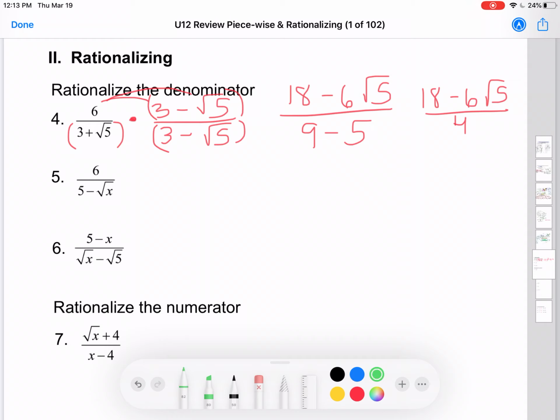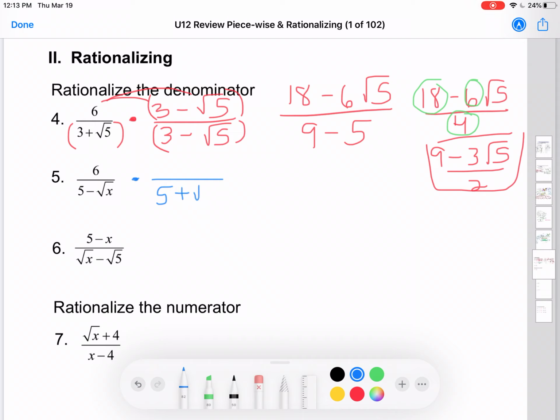But we do need to simplify. So we look for the GCF of all three of those guys. So we have 9 minus 3 rad 5 over 2. Okay, a little review of rationalizing. Let's try another one. Remember, we're going to multiply by the conjugate of the denominator. So 5 plus rad 3 and 5 plus rad 3.